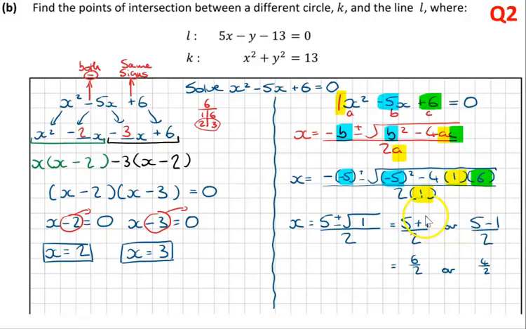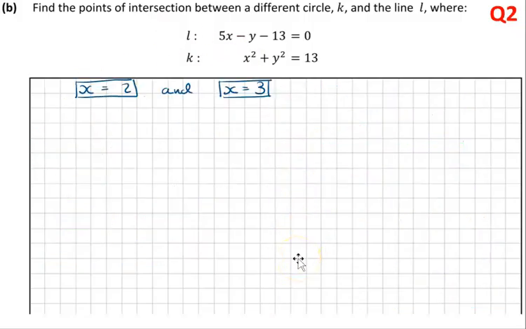So 5 plus 1 is 6, so we get 6 over 2. And 5 minus 1 is 4, so we get 4 over 2. And then 6 over 2 is 3, so x is equal to 3. And 4 over 2 is 2, so x is equal to 2. So we get the same solutions for x as we did over here. So we were asked to find the points of intersection, and every point has an x and a y part. So we've got our x values, now we need to find our y values.